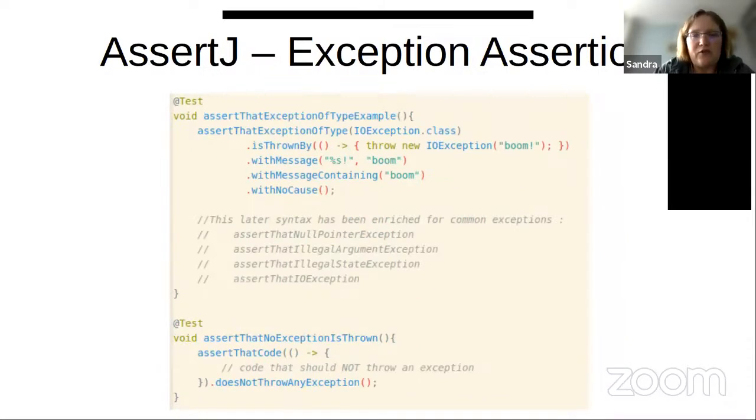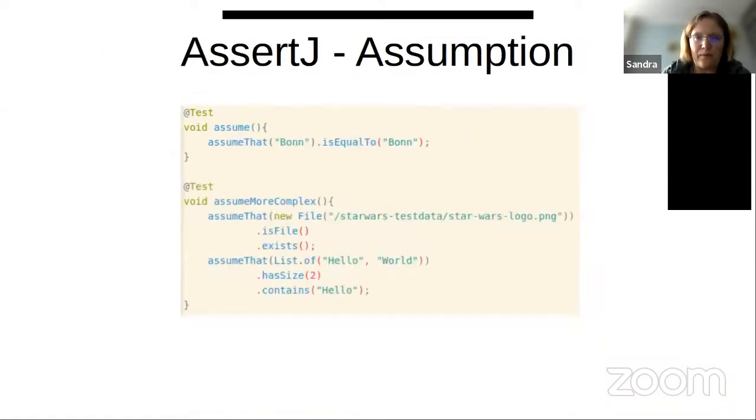And the next thing is that for a specific exception, I can have specific syntax, like for NullPointerException. So I can write assertThatNullPointerException, and this is another style of writing my code to test whether an exception is thrown or not. In some cases, it may be important to explicitly test that no exception is thrown. So I can say assertThatCode and then doesNotThrowAnyException, to make clear that in this code no exception should be thrown.